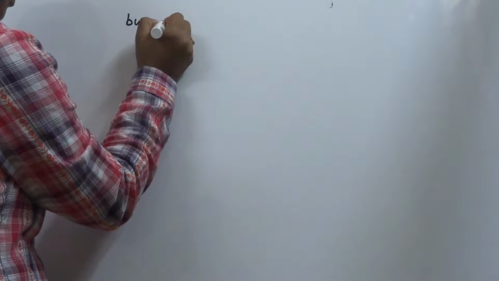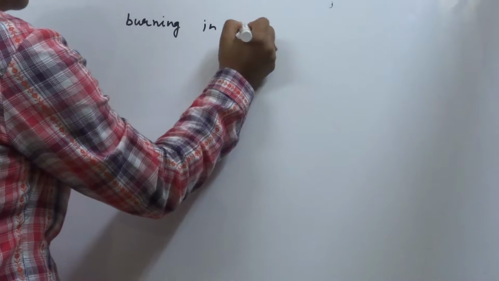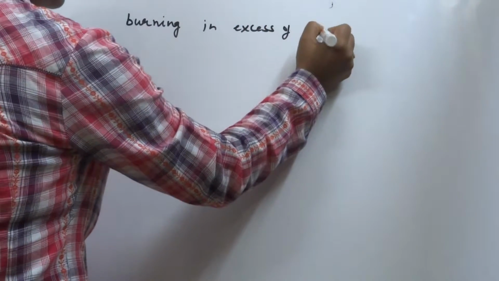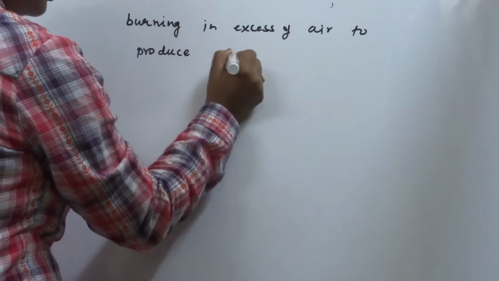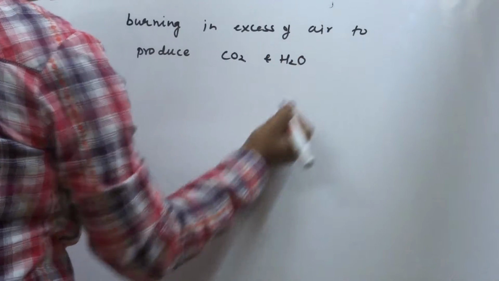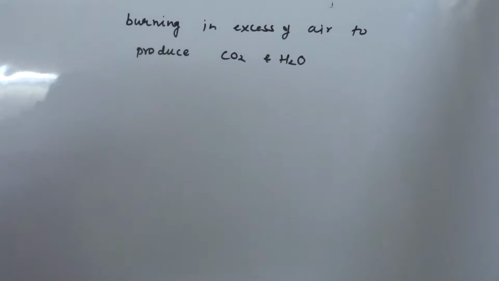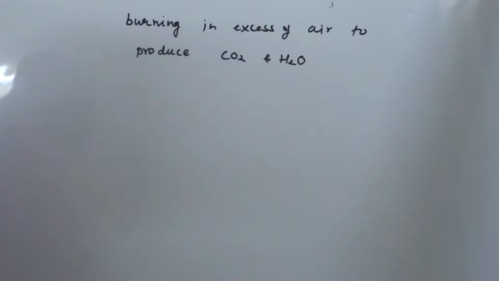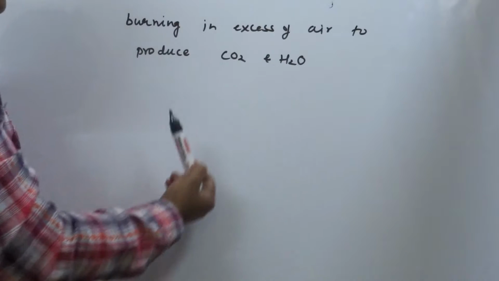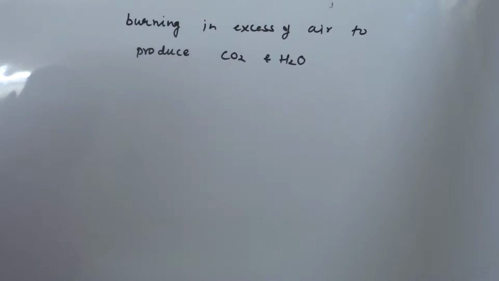Combustion analysis means whatever is the hydrocarbon of the fuel, we are burning that in excess of air to produce carbon dioxide and water. Since it is composed of only carbon and hydrogen, after combustion we will get oxides of these two elements. If I have any other element, I will get an oxide of that element as well. Here only carbon and hydrogen are present, so I will get CO2 and water as the products.